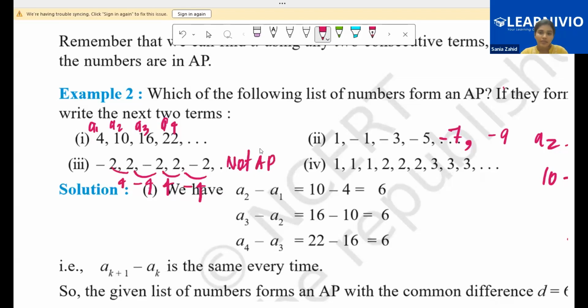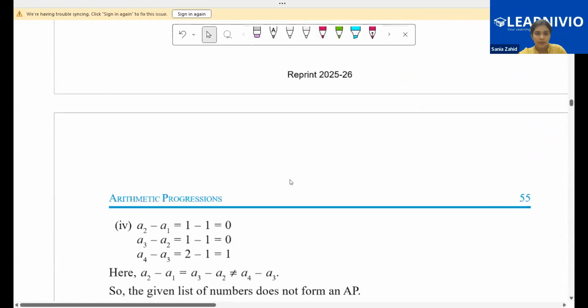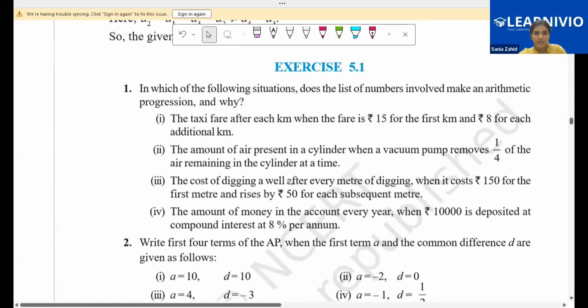Now for the next one, here you get 0, 0. Here you get 1, 0, 0. Here you get 1, 0, 0. That's not equal, right? So only the first and second are AP, the other two are not AP. Now we come to the questions.